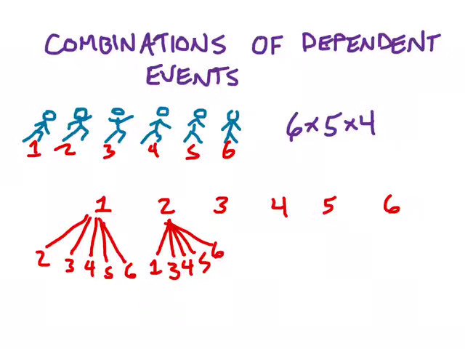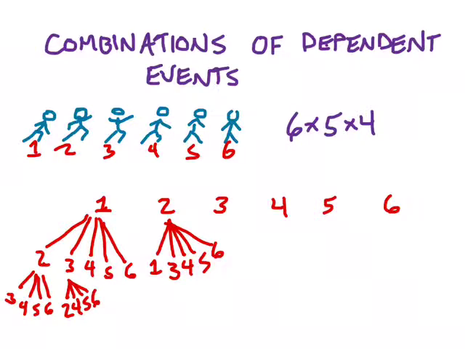When you get down to your third layer, it gets a little trickier still. So let's say person 1 came in first, person 2 came in second. Now there are 4 remaining people who could have come in third, and that could have been person 3, 4, 5, or 6. If person 1 came in first and person 3 came in second, the third place people could be person 2, person 4, person 5, or person 6, and so on.